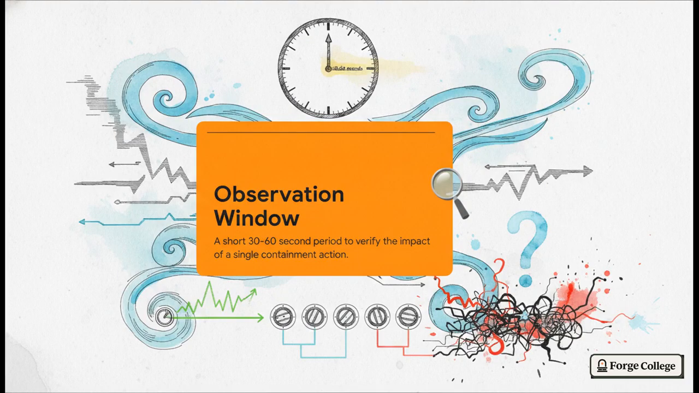Okay, this is crucial. Once you have your evidence, you apply containment actions, but you absolutely must use an observation window. This is a short 30 to 60-second period where you literally sit on your hands and just watch the metrics. Why? Because if you turn 5 different knobs at the exact same time and the system suddenly recovers, you have no idea which action actually worked. Or worse, if it crashes even harder, you don't know which action caused the crash. Apply one containment action, wait out the observation window, verify the impact, and only then try the next thing.